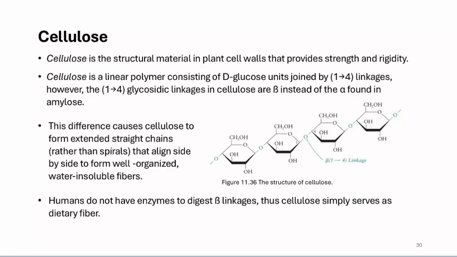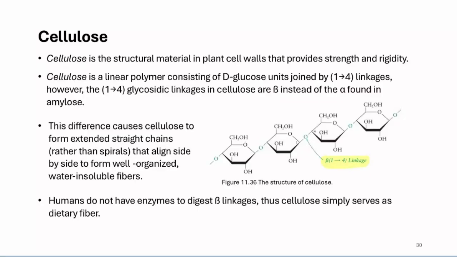We are now going to talk about cellulose. Cellulose is the structural material in plant cell walls that provides strength and rigidity. Cellulose is a linear polymer that does not form a helix like we saw in starch. Since the glucose units in cellulose are connected by beta 1,4 glycosidic bonds, cellulose makes extended straight chains.